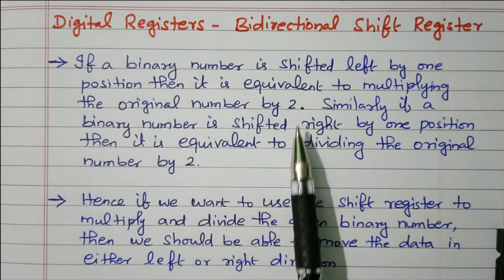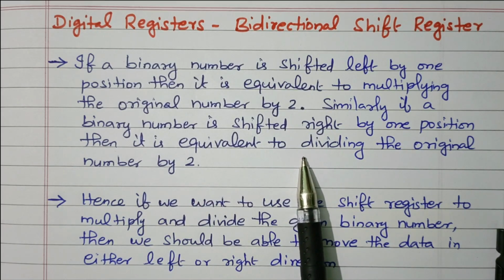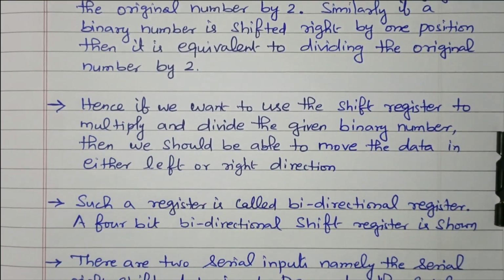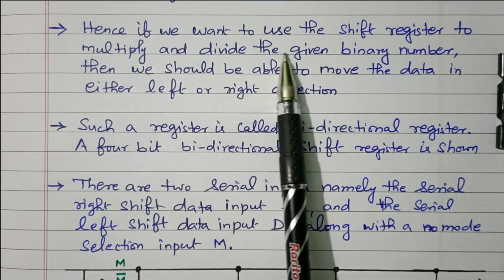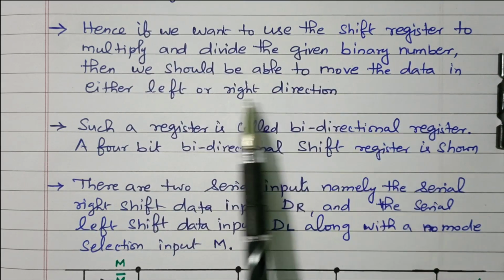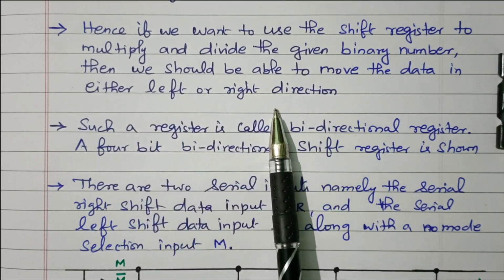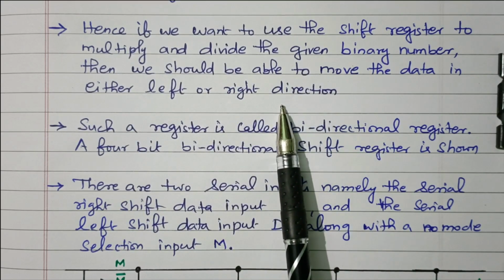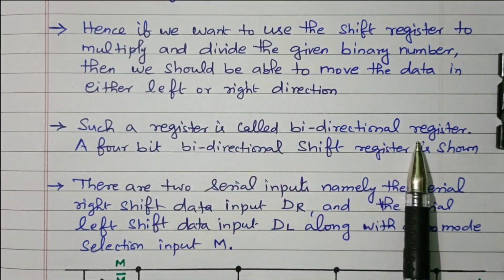So by using this bidirectional shift register, we can move the data either left side or right side. That is equivalent to multiplication or division. So for that purpose, we are using the bidirectional shift register. Let's see the further details. If you want to use the shift register to multiply or divide a given binary number, then we should be able to move the data either in left or right direction. Such a register is called a bidirectional register.